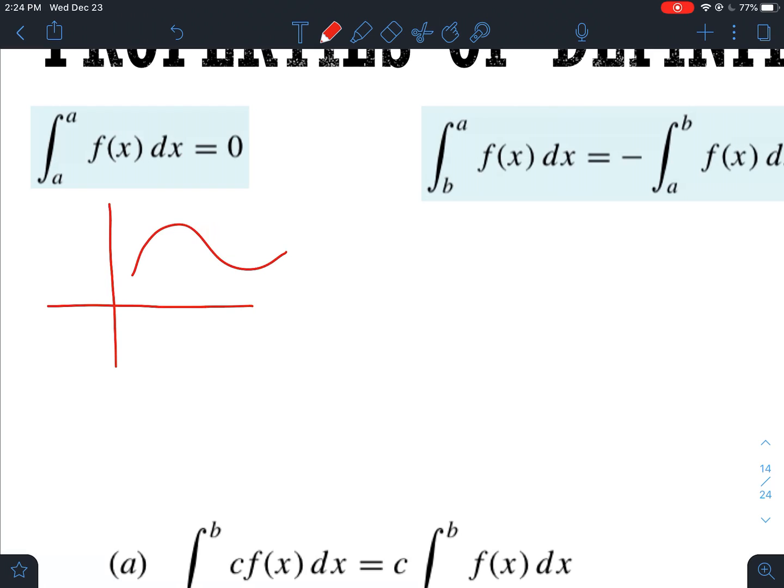So some properties of definite integrals. The first property says that if you integrate from a to a of f of x dx, you should get 0. Why does that make sense?